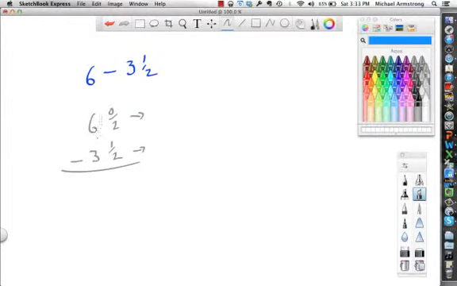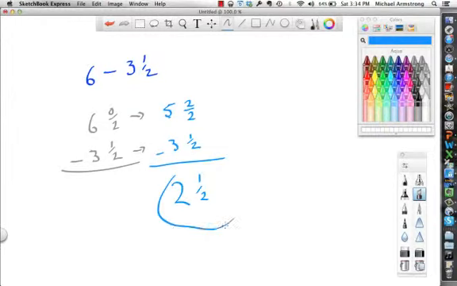Because 0/2 is too small. We can't take 1/2 away from it. So we're going to change 6 into a 5. And we take that extra one and change that into 2/2. See how 5 and 2/2 is exactly the same as 6 and 0/2? Hopefully you can see that. Minus 3 and 1/2. 2 take away 1 is 1/2, and then 5 take away 3 is 2. So 2 and 1/2 is our answer.